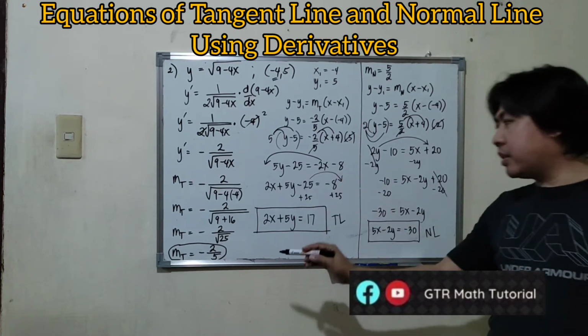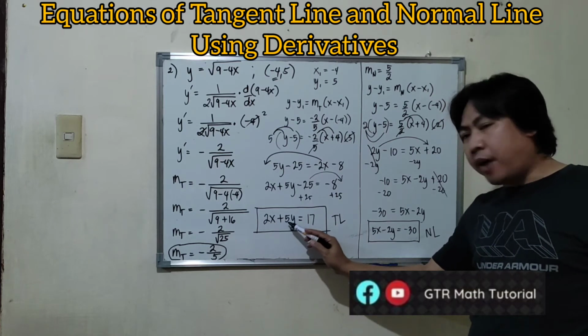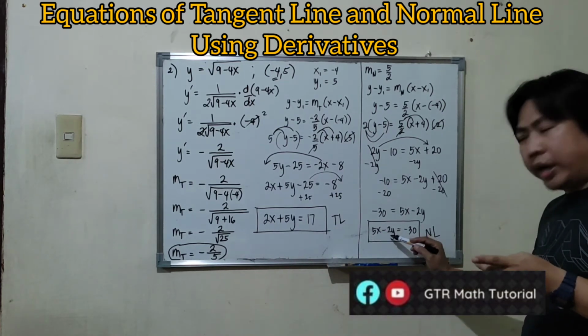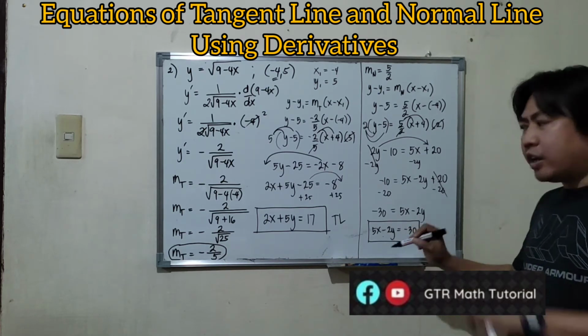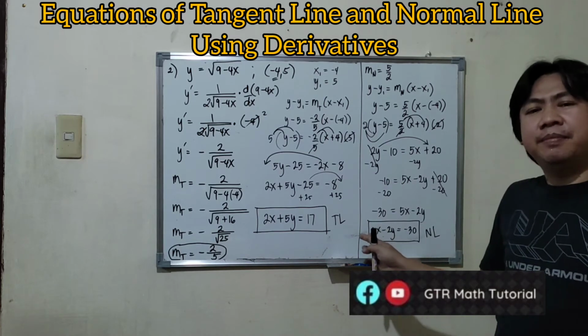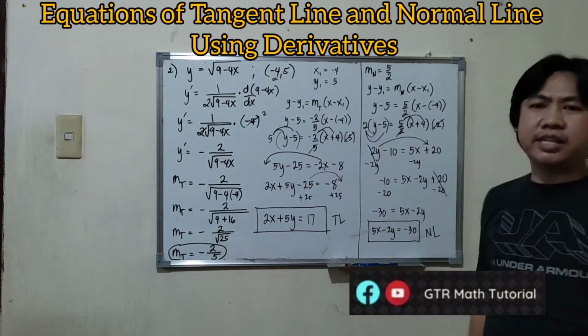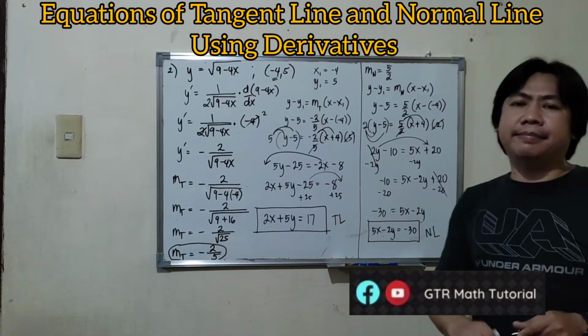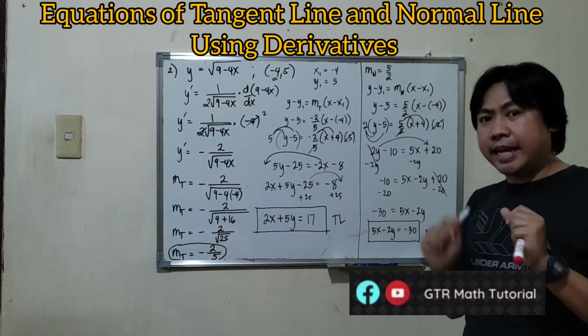So again, look at the pattern. So we have 2 and 5. And then for the normal line, so we have 5 and 2 and negative. Okay, so ganun lagi. Pag parehas positive to, yung isa dito ay negative. Kung parehas namang negative, positive naman yung isa dun sa kabila. Okay, so equation of tangent line, equation of normal line. Okay, next example.